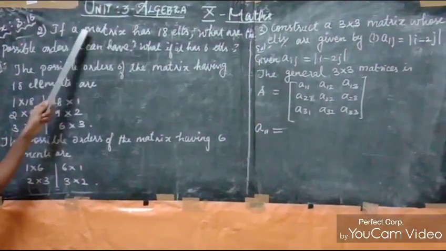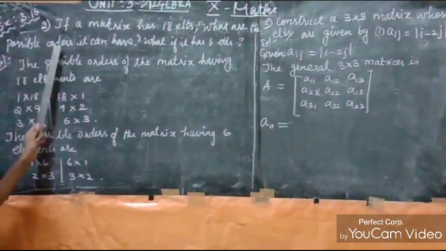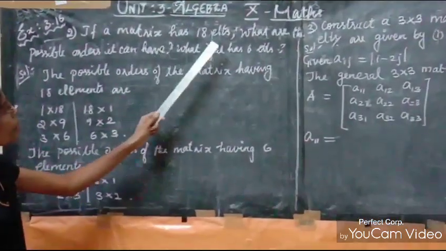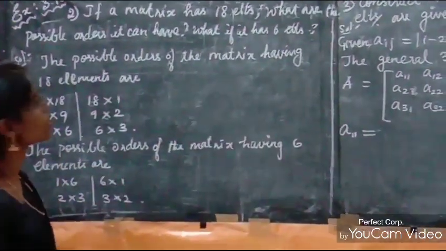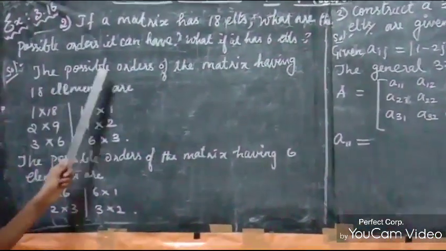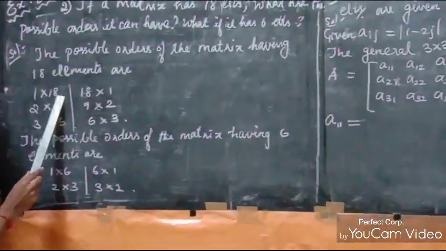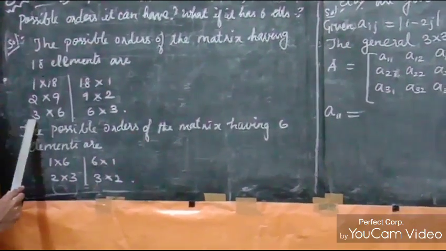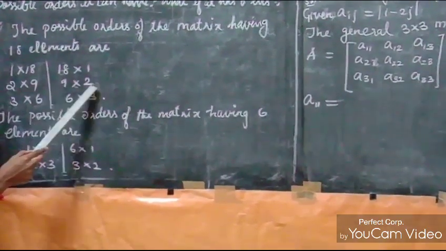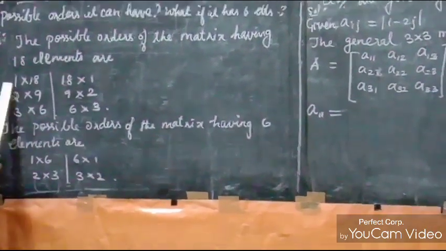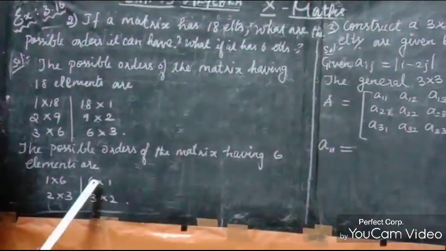Second sum, if a matrix has 18 elements, what are the possible orders it can have? And what if it has 6 elements? See this. The possible orders of the matrix having 18 elements are 1 cross 18, 2 cross 9, 3 cross 6. Similarly, 18 cross 1, 9 cross 2, 6 cross 3. The possible orders of the matrix having 6 elements are 1 cross 6, 2 cross 3, 6 cross 1, 3 cross 2.